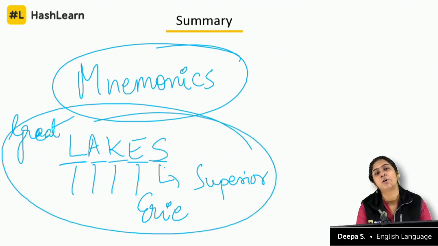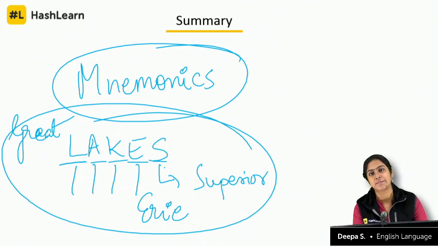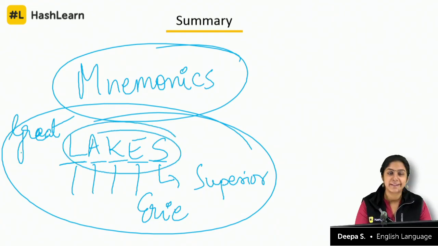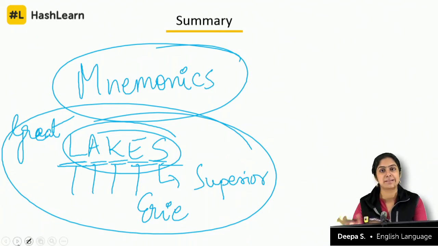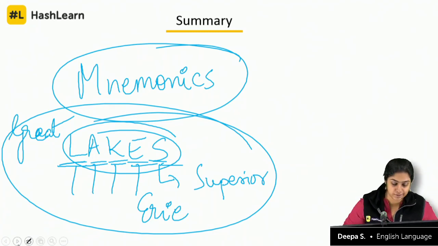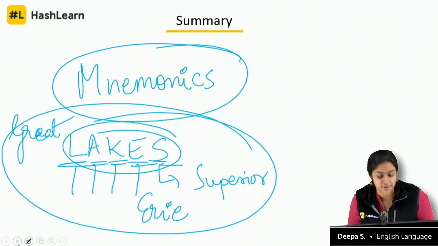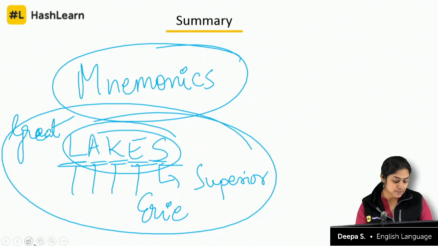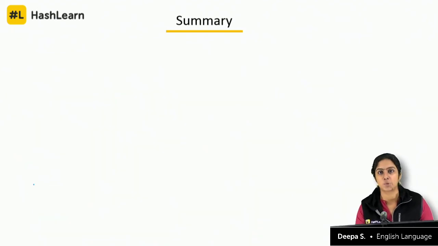So make up your own mnemonics. This is something that I can't teach you, because everyone has his or her own mnemonic. So the typical American kid tries to learn the Great Lakes, the 5 lakes, with this mnemonic: one that starts with L, one that starts with A, one that starts with K, one that starts with E, and then one that starts with S. So you can do something similar for vocabulary as well.